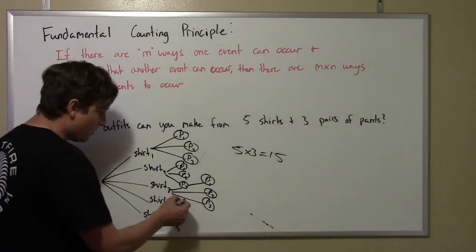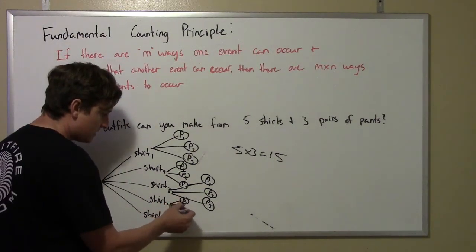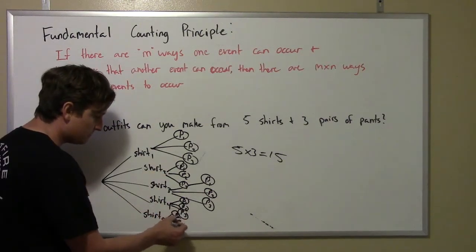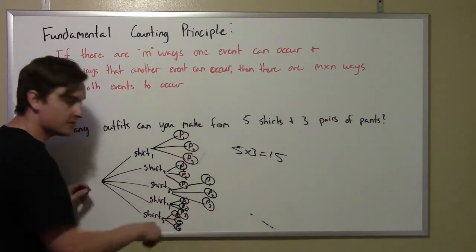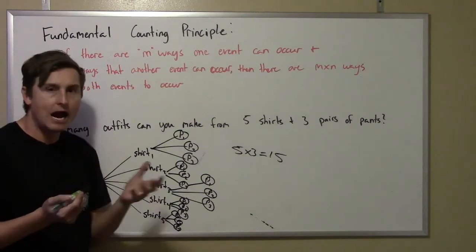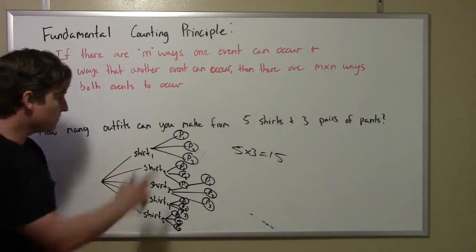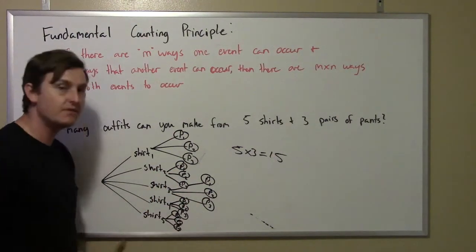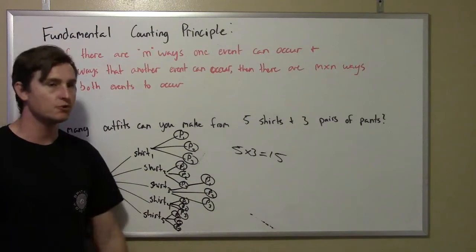Right? Or I could do shirt 4, pants 1. Shirt 4, pants 2, shirt 4, pants 3. There's 3 options for shirt 4, and so on. Okay? So all of these different circled things here is a different outcome. There's 1, 2, 3, 4, 5, 6, 7, 8, 9, 10, 11, 12, 13, 14, 15 of those. Right? Again, 5 groups of 3.